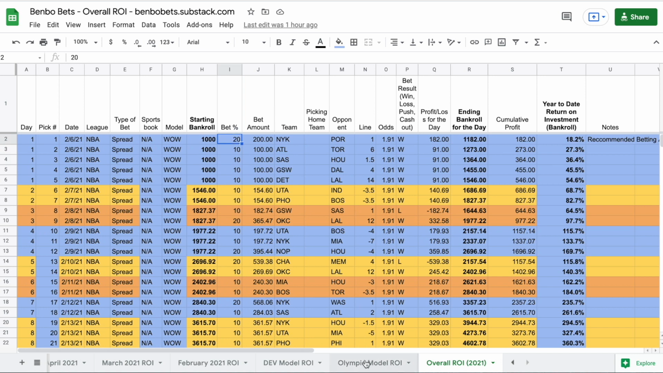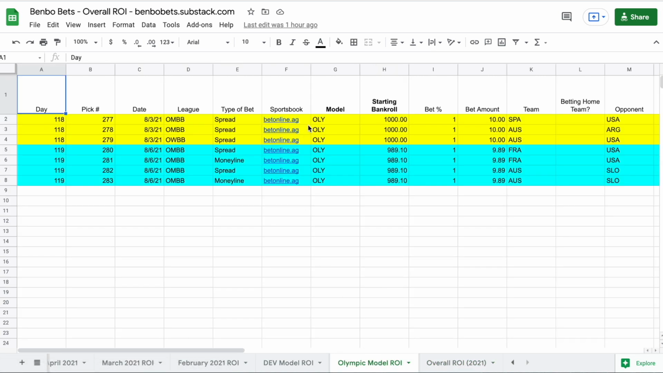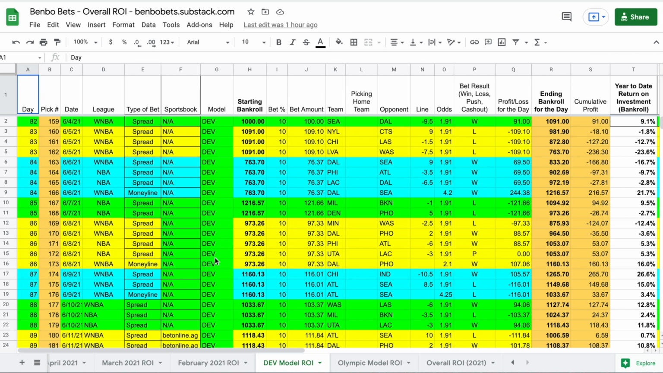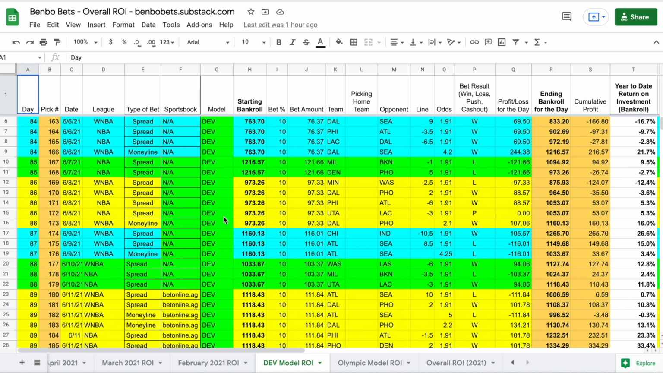Now, let me point out these tabs below. So, for example, we had 7 plays for the Olympic Games, men's and women's basketball. And the Olympic model is different from the dev model or the WoW model. The Olympic model is much more back of the envelope math because the sample size leading into the quarterfinals was so small, only 3 games. And then here, for example, if you just wanted to see how the dev model has done, here are the dev model plays.